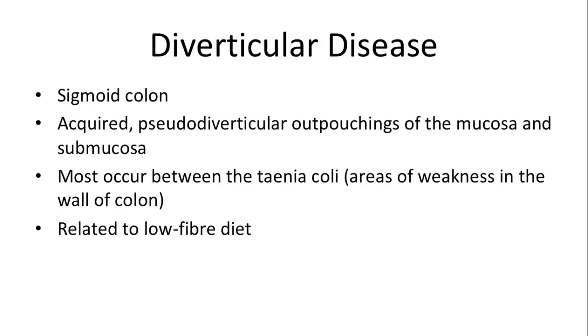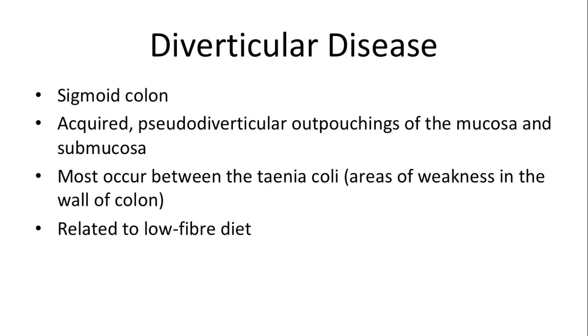So let's start with diverticular disease. What is diverticular disease? It is an acquired pseudo-diverticular outpouching of the mucosa and submucosa. Pseudo-diverticular because the diverticulum does not involve the full thickness of the bowel wall, but is only made up of the mucosa and the submucosa, hence the word pseudo.